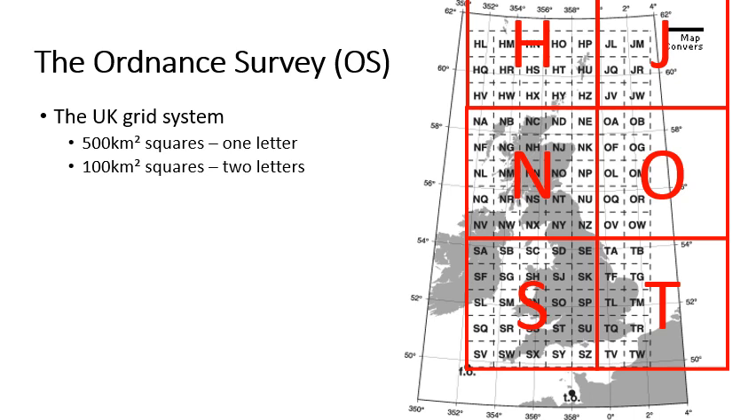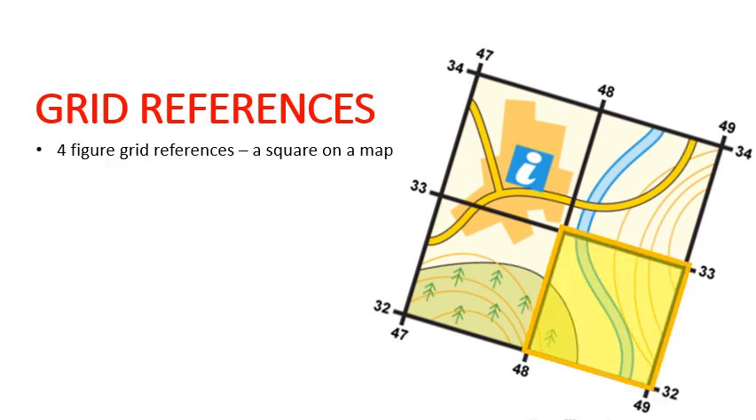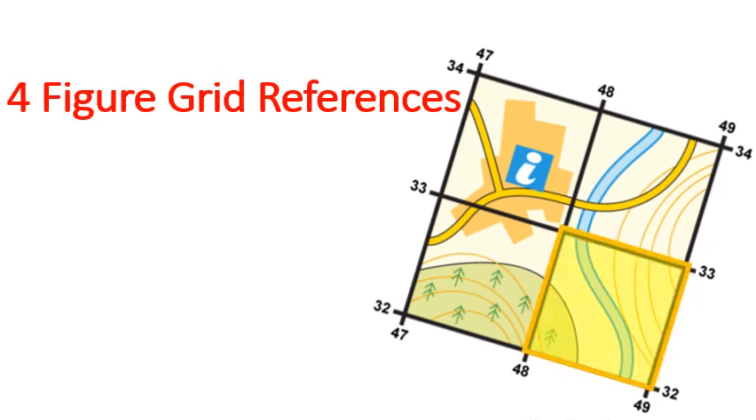This grid is the basis for the grid of smaller squares, which is placed over all Ordnance Survey maps for us to be able to identify where places are. So that's what the grid reference system is all about, being able to identify where places are on a map. 4-figure grid references are used to identify a square on a map, and 6-figure grid references are used to reference an exact spot on the map. We're going to start now by looking at 4-figure grid references.